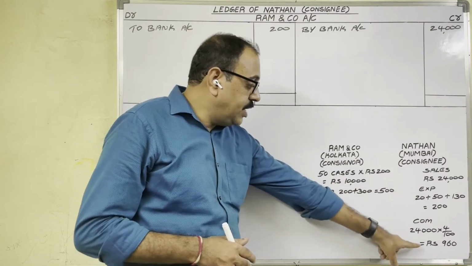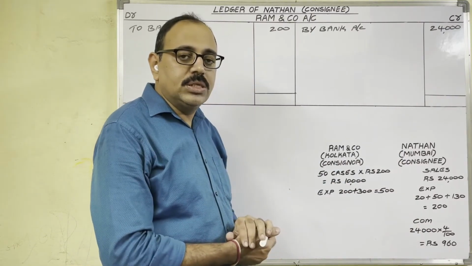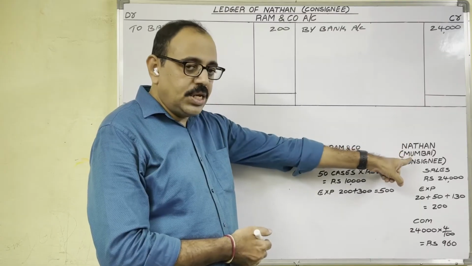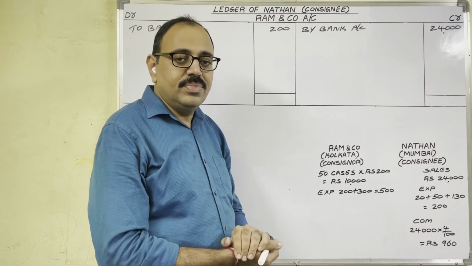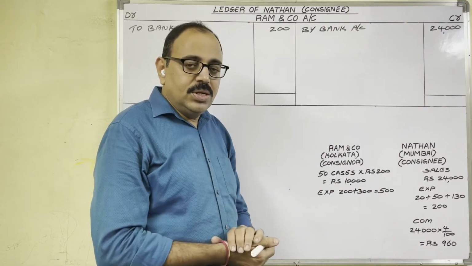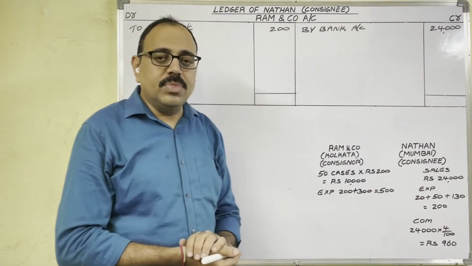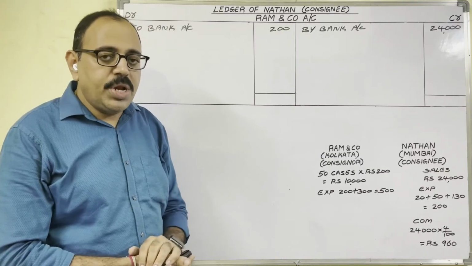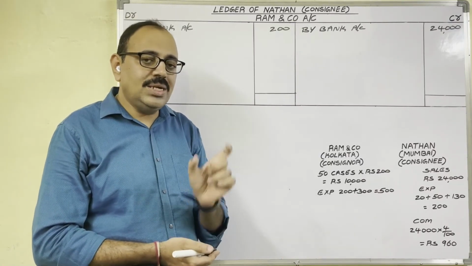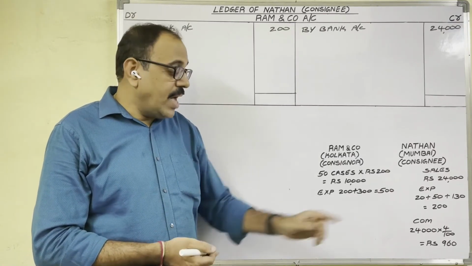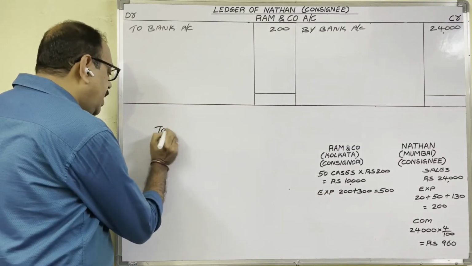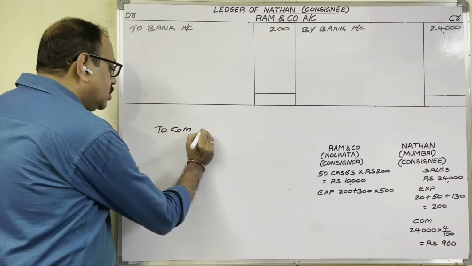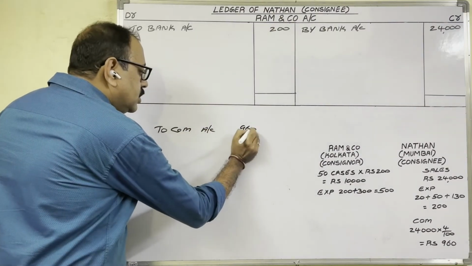Next, the consignee's commission, 960 rupees. We are writing entries in the consignee's books. To the consignee, 960 is income. The income name is commission. So commission income comes under nominal account. Nominal account rule: debit all expenses and losses, credit all incomes and gains. As commission is income, in the consignee's books we have to credit the commission account, 960 rupees.